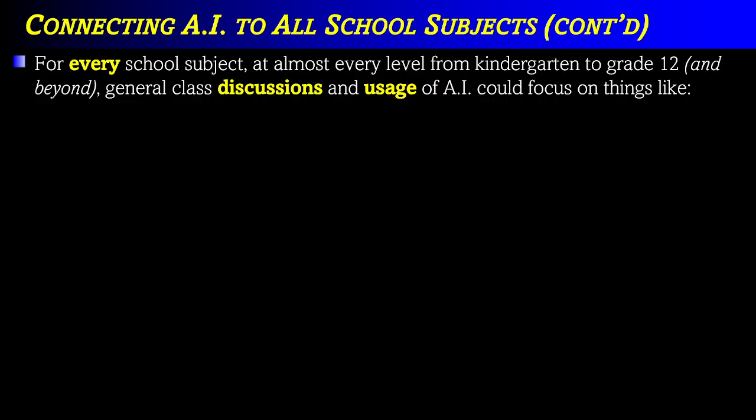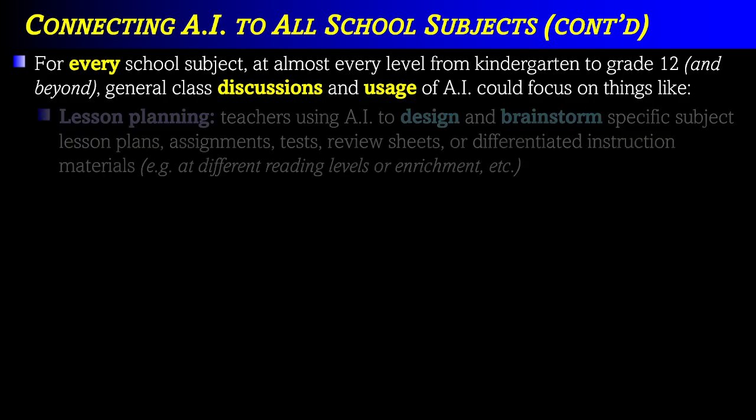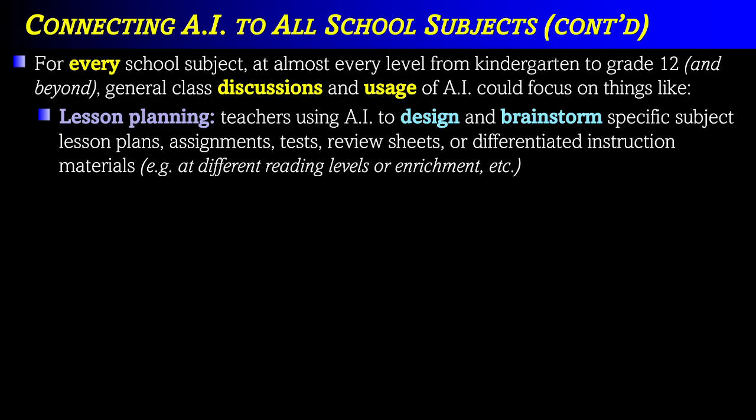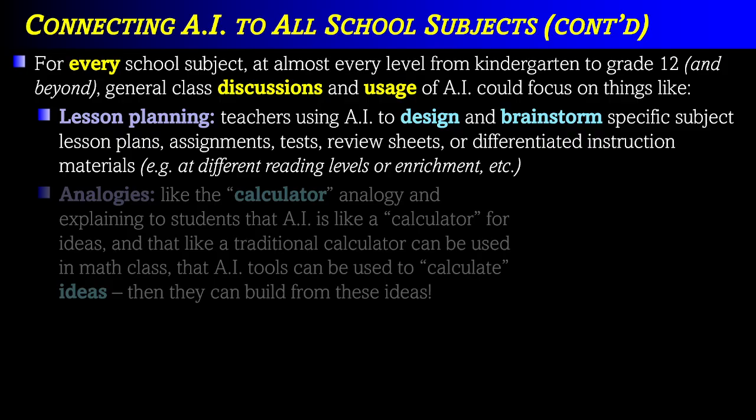For every school subject at almost every level from kindergarten through grade 12 and beyond, general class discussions and usage of AI could focus on general things like lesson planning. Obviously, teachers can use AI to design and brainstorm specific subject lesson plans, assignments, tests, review sheets, or differentiated instruction materials, right? For example, taking existing materials and creating different reading levels or enrichment work for students within a subject area. AI is a great tool for that.